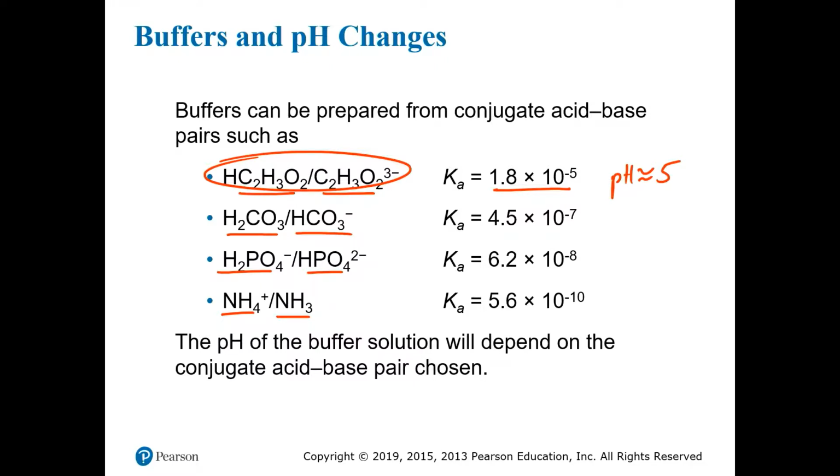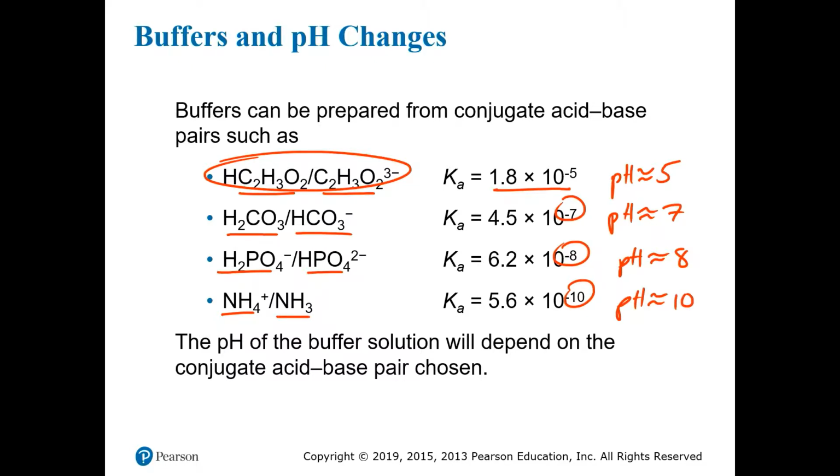Don't forget to drop the negative sign in the exponent. For carbonic acid, the power of 10 is negative 7, so we can make buffers close to a neutral pH of 7. In fact, this is the buffer system that exists in your blood and maintains the pH close to 7.4. For dihydrogen phosphate and phosphate, the exponent is negative 8, so the buffer pH must be close to 8. And for ammonium ammonia, it's going to be close to a pH of 10.